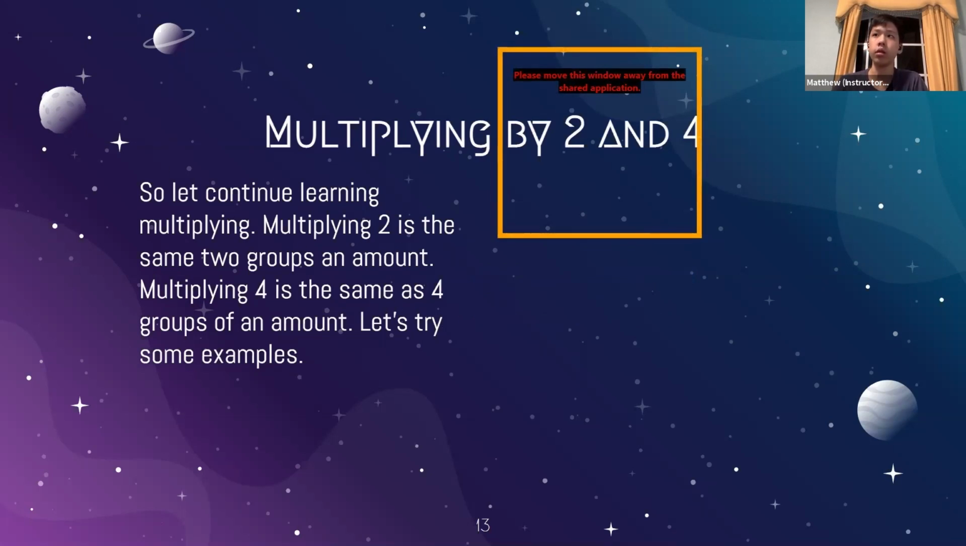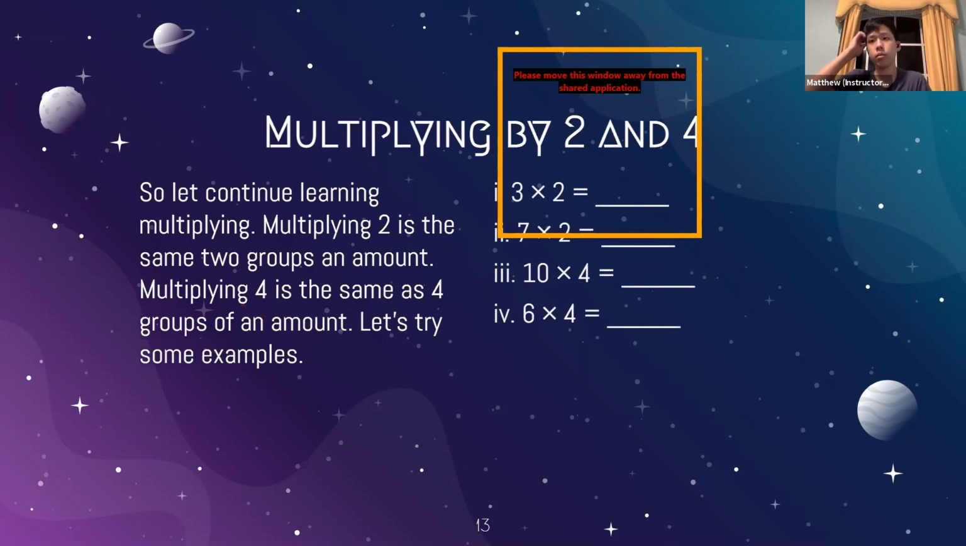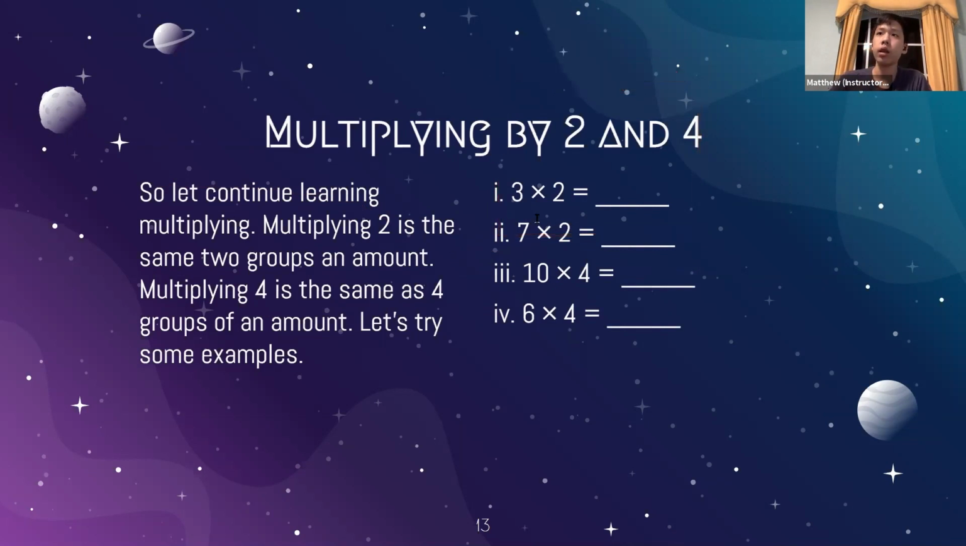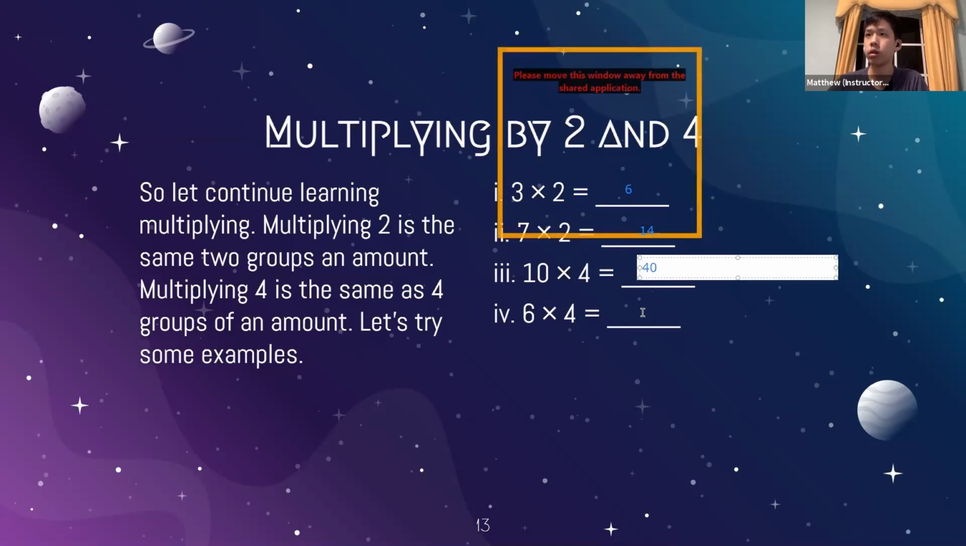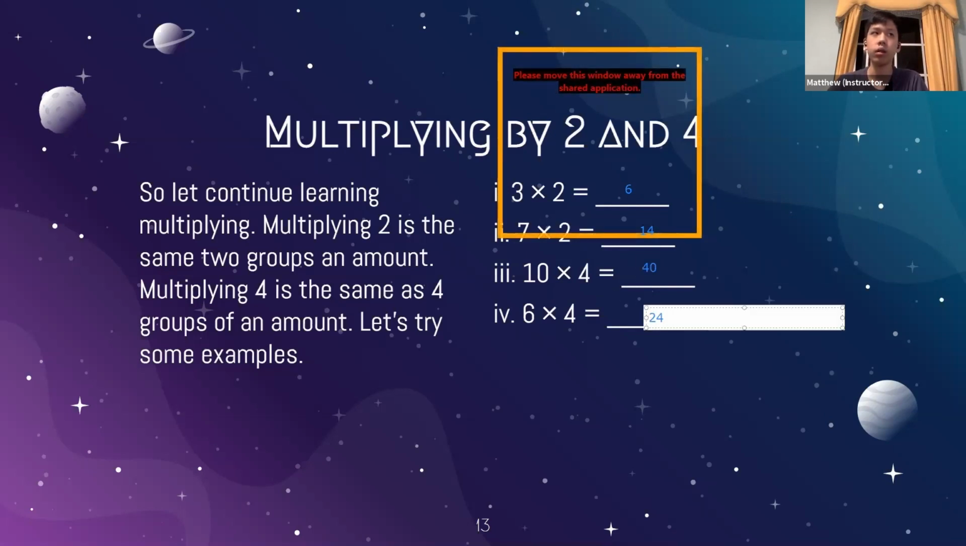I need my pointer. So, what about some examples? 3 times 2 would be 6. And then 7 times 2 would be 14. And 10 times 4 would be 40. And 6 times 4 would be 24. So you understand why this is, because it's 2 groups and 4 groups of something. That's an easy way to visualize it.